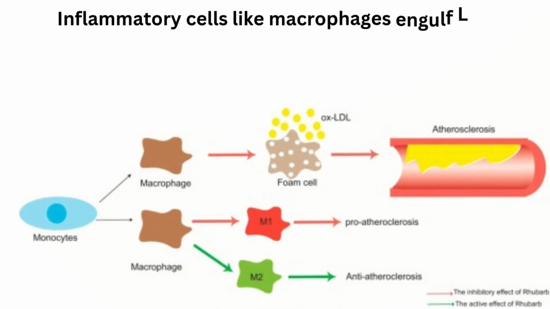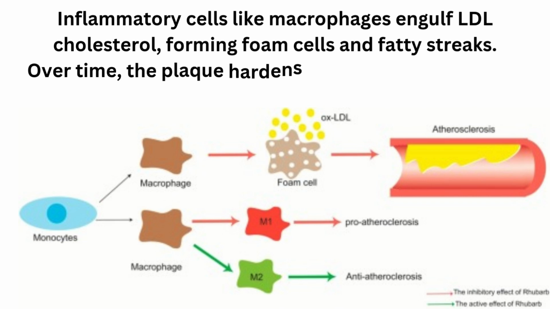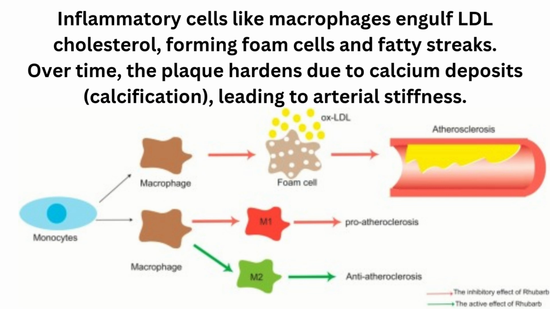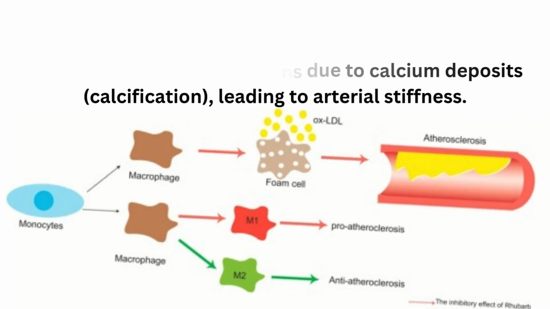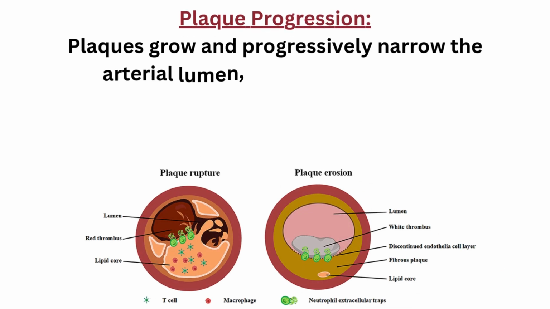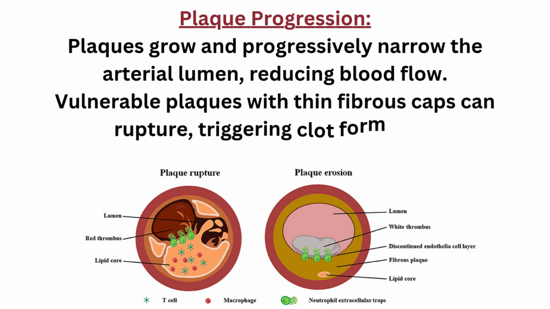Inflammatory cells like macrophages engulf LDL cholesterol, forming foam cells and fatty streaks. Over time, the plaque hardens due to calcium deposits, calcification, leading to arterial stiffness. Plaque progression: plaques grow and progressively narrow the arterial lumen, reducing blood flow. Vulnerable plaques with thin fibrous caps can rupture, triggering clot formation, thrombosis.